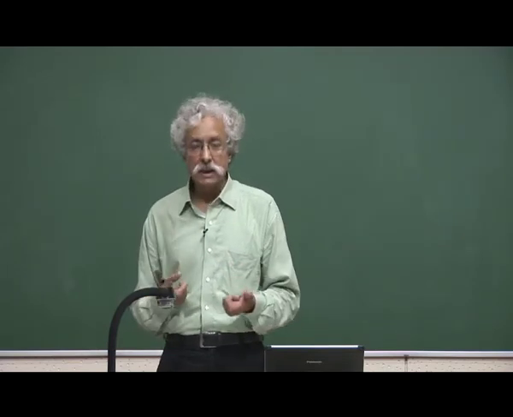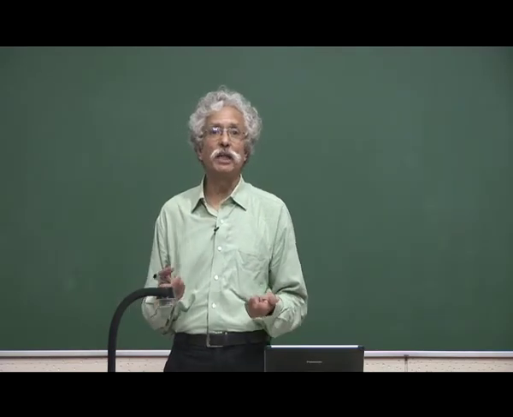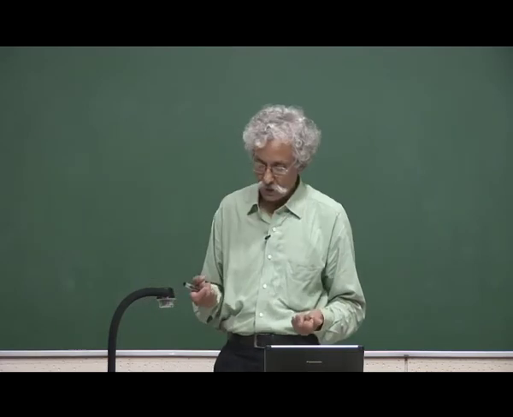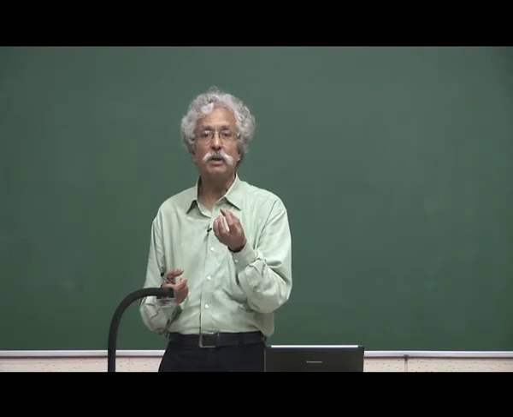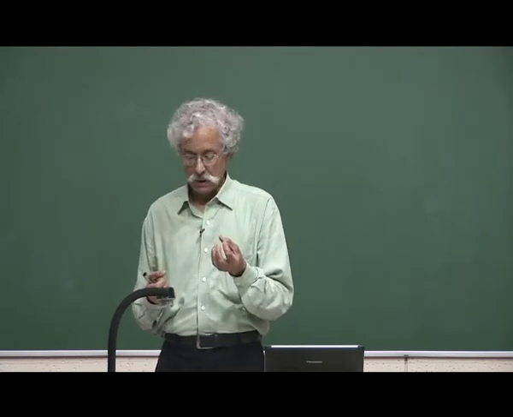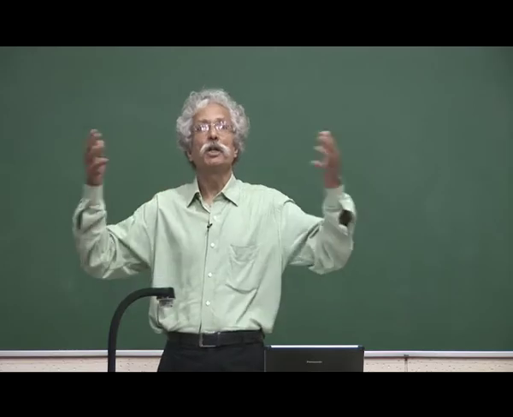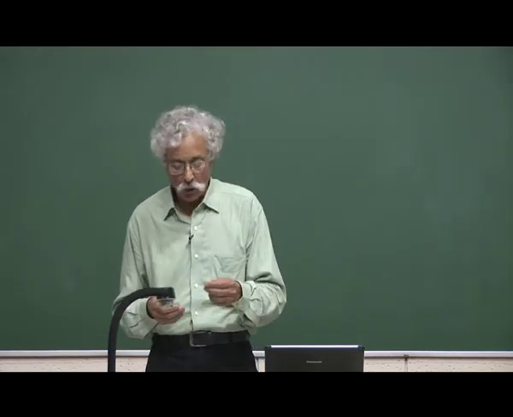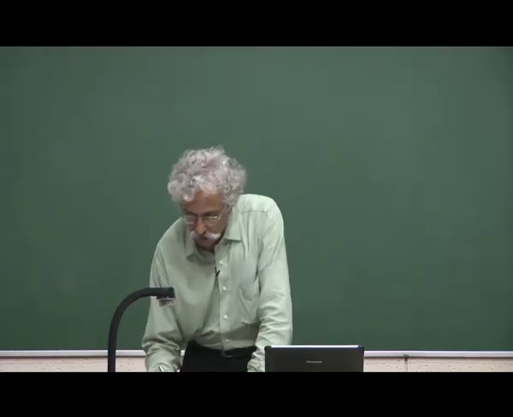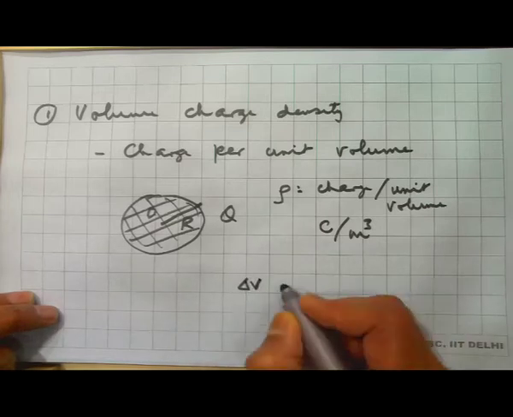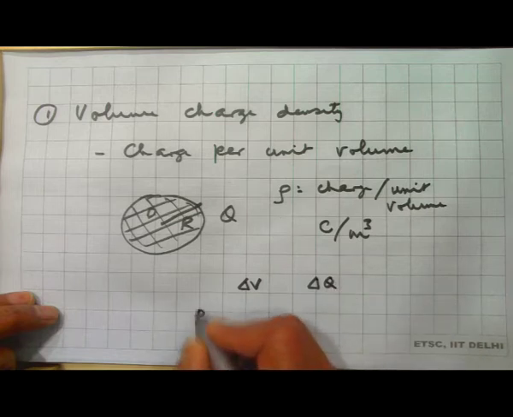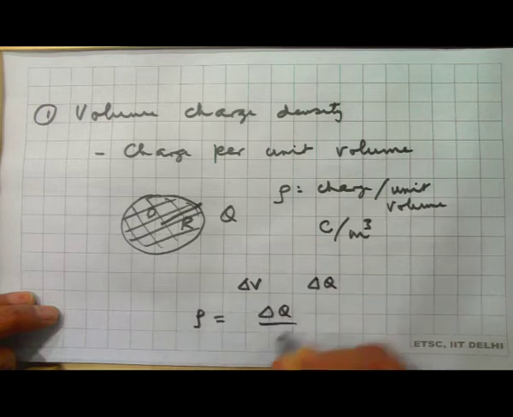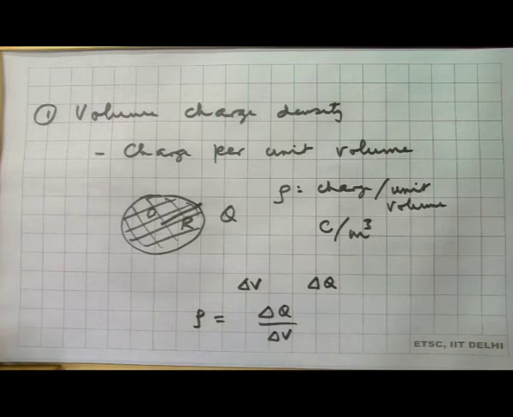And so, the charge is like mass per unit volume that we define as density, where you take a small infinitesimal volume containing a large number of molecules, but that volume must be small compared to the macroscopic size. So, you take a small volume, say delta V, and calculate the charge in that volume, and that charge comes out to be delta Q. So, you define rho as delta Q by delta V in the limit of delta V tending to 0.